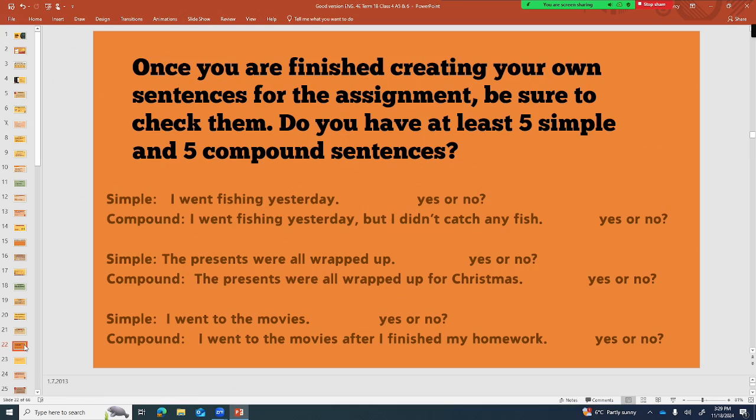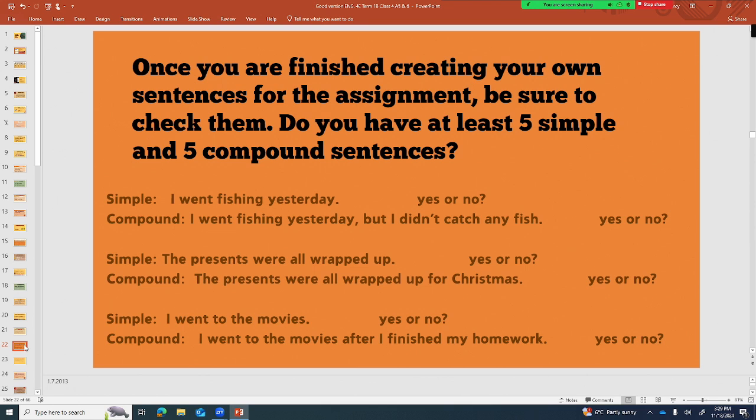Once you're finished creating your sentences for the assignment, be sure to check them. Do you have at least 5 simple and 5 compound sentences? And it's really helpful if you label them so I know which one's supposed to be which, okay? Because then I can help you if you've made a mistake.